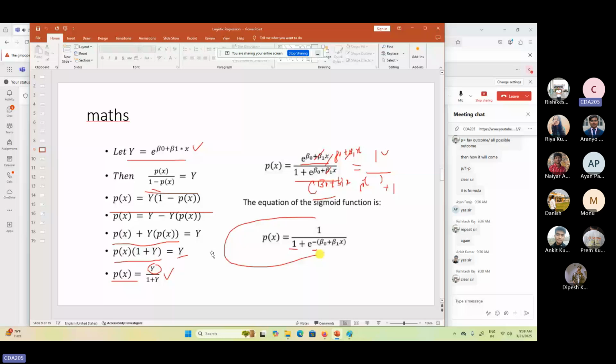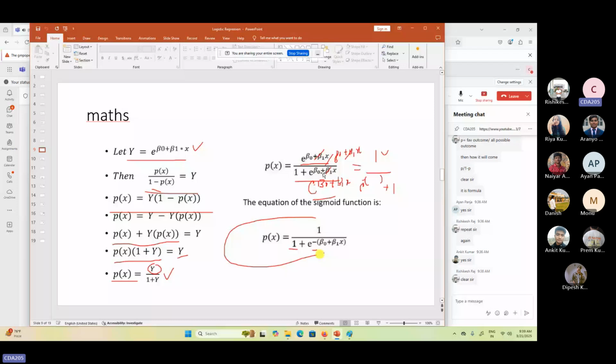So px is equal to Y by 1 minus Y, capital Y. Now we keep the value of Y. That is what? The Y value is e to the power b naught plus b1 x, into x by 1 plus e to the power b naught plus b1 x.